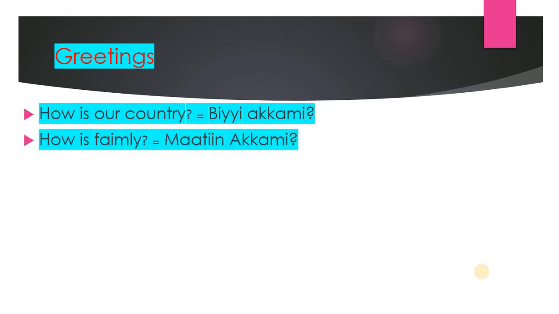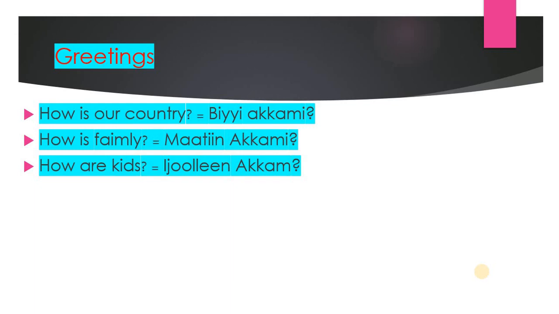But biyyi akkami can also ask about just a specific country. If somebody says, I live in that country, then you ask, how is that country? Biyyi sun akkami? Okay. Maatiin akkami? This is repetition as well. Maatiin fayyaadhaa, maatiin nagaadhaa, maatiin akkamii, all possible. How are kids? Ijoolleen akkamii? Ijoolleen akkam? So in Oromo, greetings take longer. Family, the peace in the local area, all questions are asked when they greet.